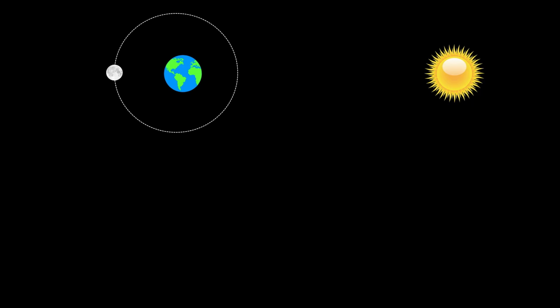Let's imagine we are observing the moon from far away. In order to measure how long it takes the moon to complete one full orbit, we need a fixed point of reference, and for this, we use a very distant star.